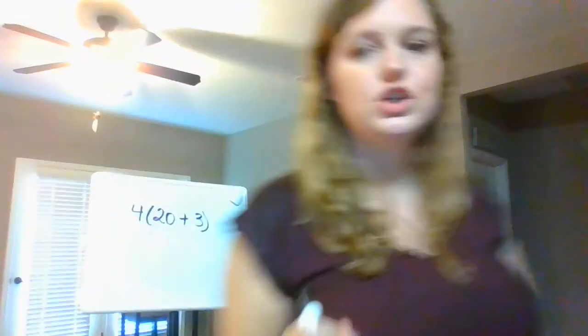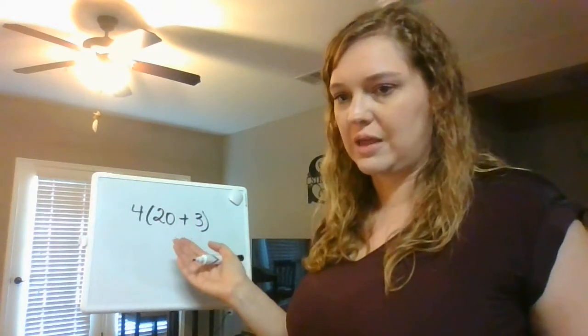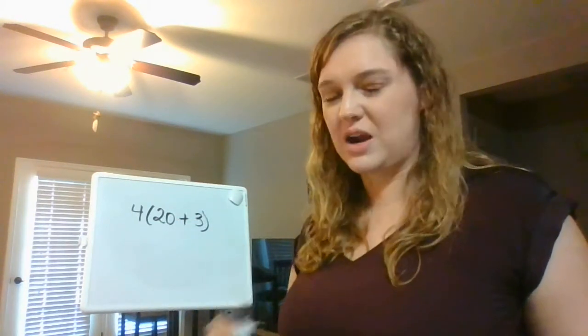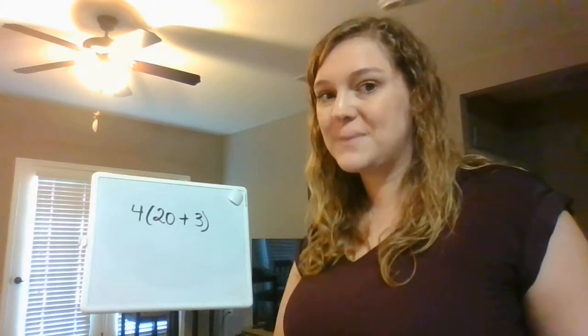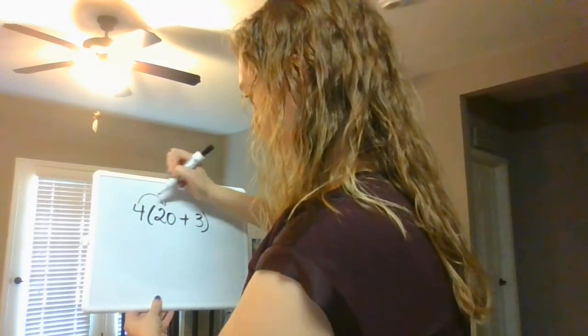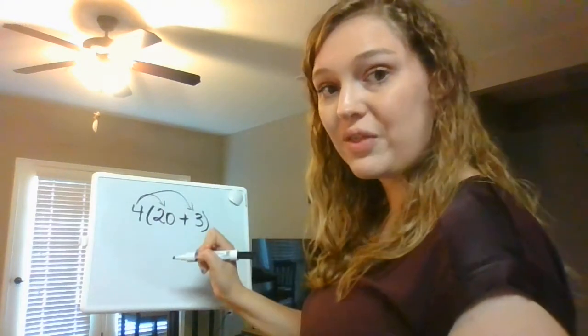It says use the distributive property to multiply 4 times 20 plus 3. So what I could do is I could go ahead and add 20 plus 3, and I know we get 23, and then multiply 4 times 23. Well, I don't know 4 times 23 right off the top of my head. I'd have to think about it a little. But I can go ahead, I can multiply 4 times 20 and 4 times 3, and then add them together.